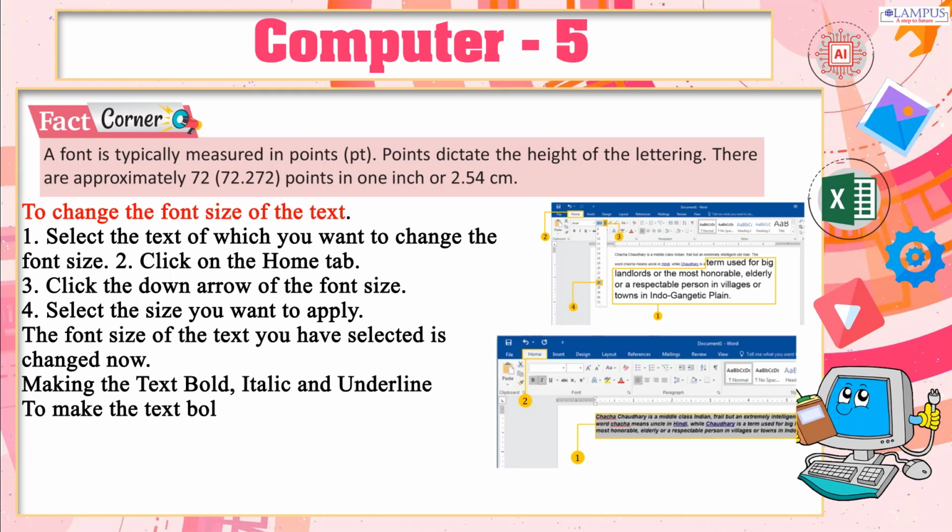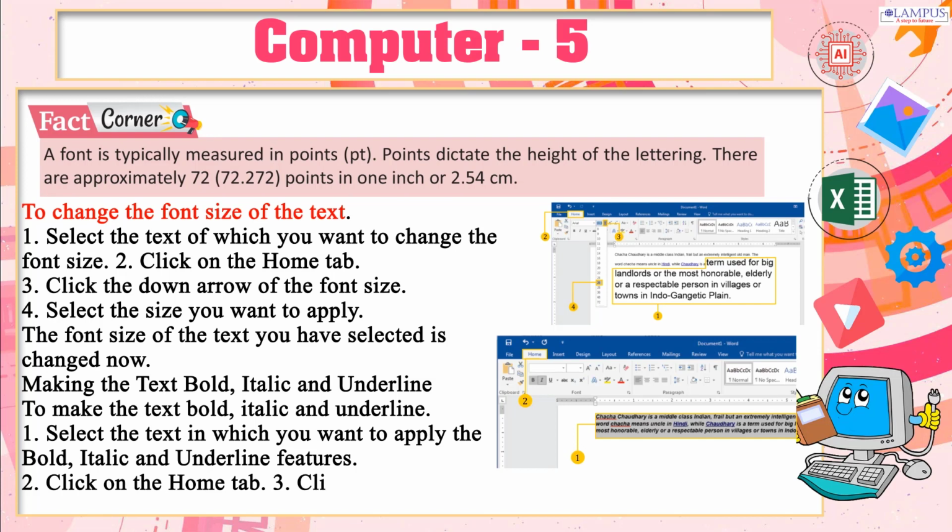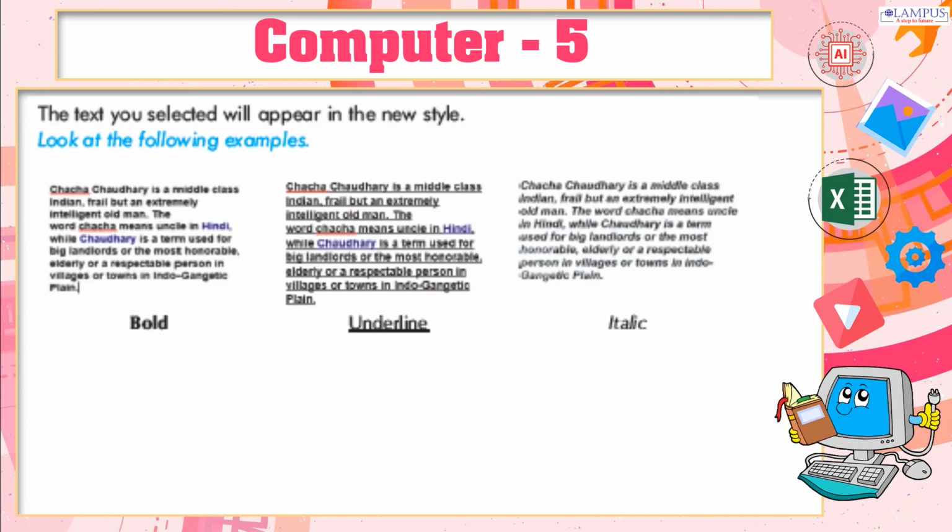Making the text bold, italic and underline. To make the text bold, italic and underline: 1. Select the text in which you want to apply the bold, italic and underline features. 2. Click on the Home tab. 3. Click on any one of these buttons. The text you selected will appear in the new style. Look at the following examples.